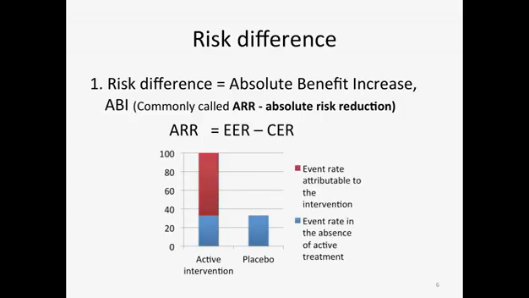In this plot, the total number of events in the treatment group and the placebo group are shown. The events that can be actually attributed to the effect of the treatment are those that additionally occur in the active arm over and above those that are seen in the placebo arm. This is shown in red. This is what we denote as ARR.